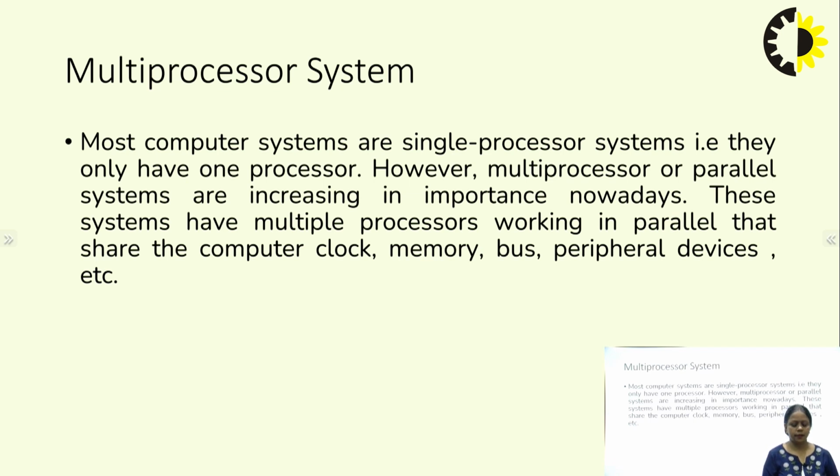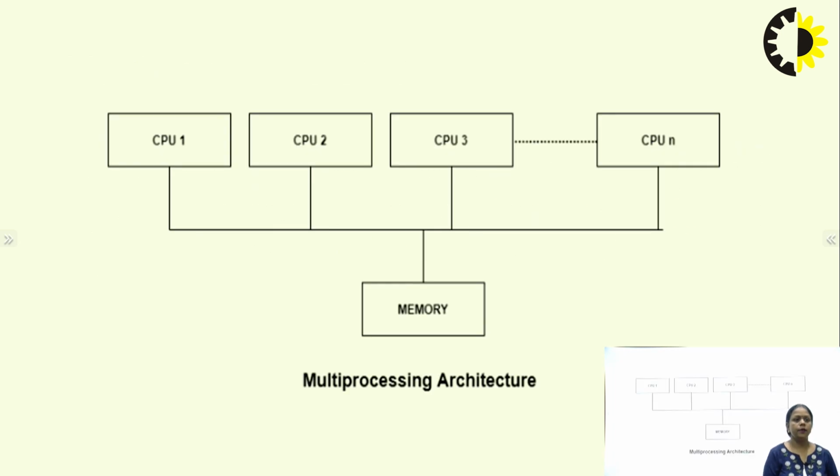You can see with this example, we have more than one CPU. In this case, we have n processors and all the processors are sharing a single memory system, because in the multiprocessor system, processors share the memory, buses, clock, etc. So in this case, we can see memory is shared by the different processors, but the speed of processing will increase here because we have multiple processors.